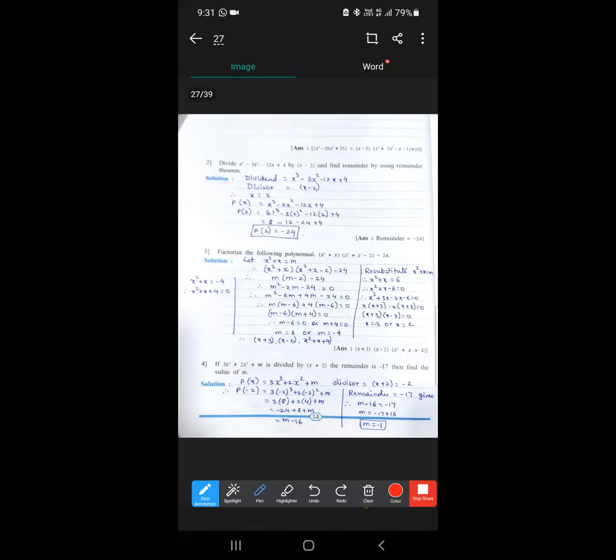So how we will proceed? That is p of x, 3x cube plus 2x square plus m. The divisor is given as x plus 2, so the value will be x is equal to minus 2. So p of minus 2, that is the remainder theorem we are applying over here. Any theorem you can apply, factor theorem, remainder theorem. So remainder theorem, that is p of minus 2. So just substitute the value of x as minus 2.